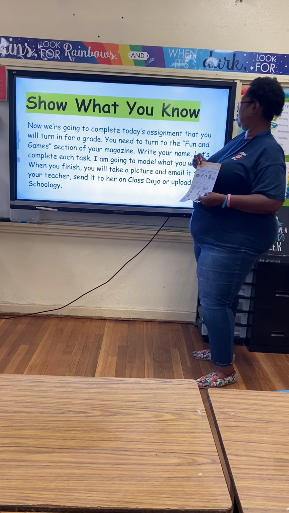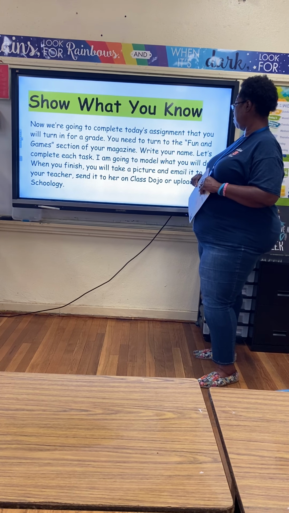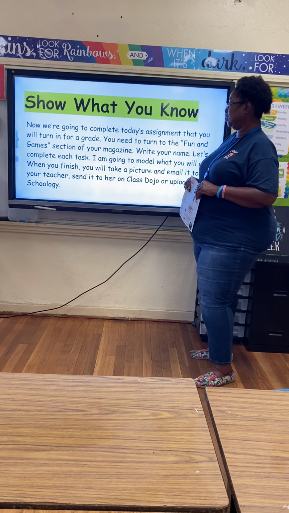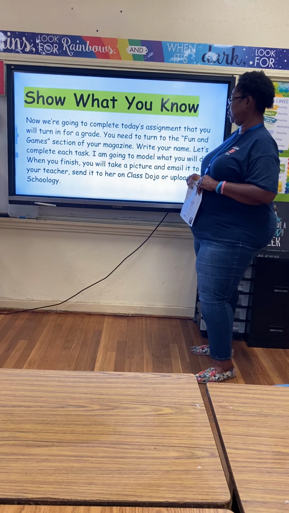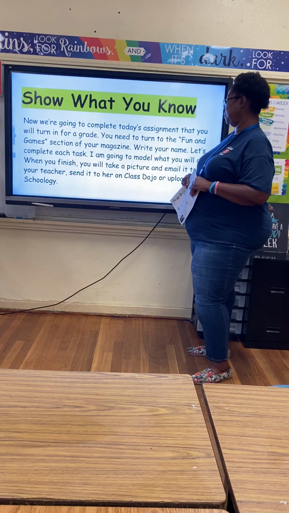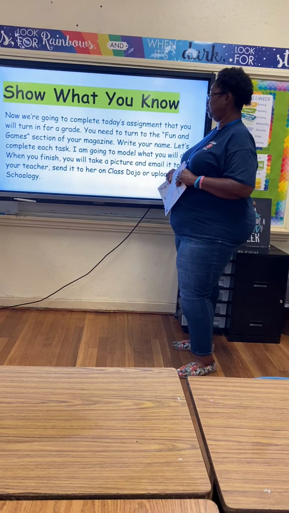Then it said let's complete each task. I'm going to model what you need to do. When you finish, you will take a picture and email it to your teacher. Send it to her or me on Class Dojo or upload it to Schoology.